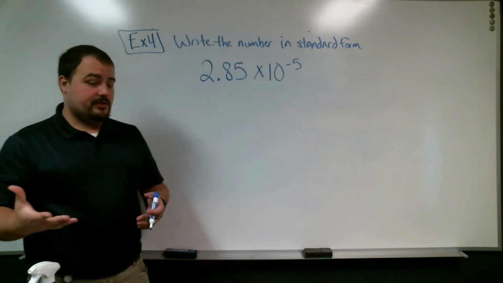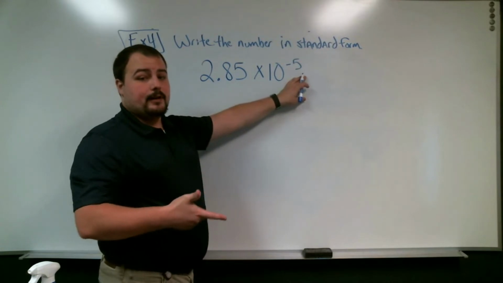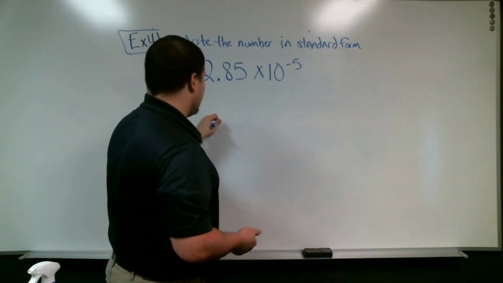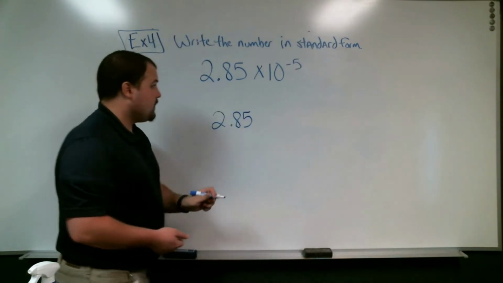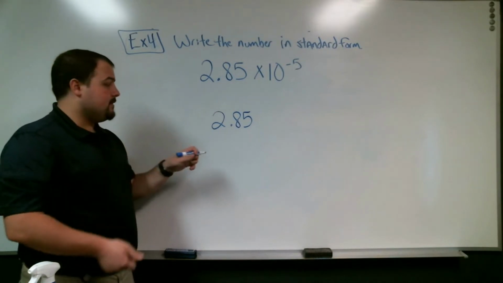Write it like it's normally supposed to be written. Again, the exponent's going to tell me if I move left or right, and this number is what we're going to start with. So we go ahead and start by writing that number down, 2.85. Now that exponent's negative.